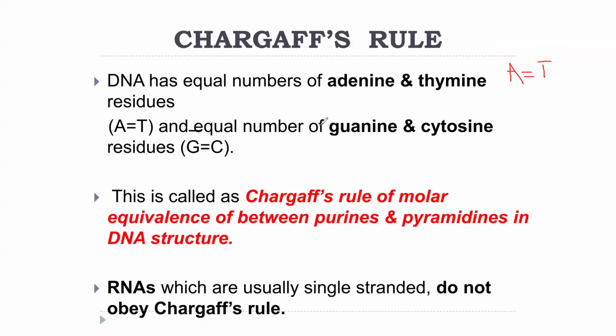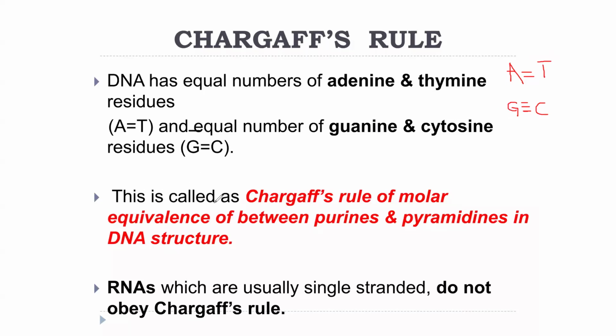There is also an equal amount of guanine and cytosine, because guanine pairs with cytosine, and this pairing is through 3 hydrogen bonds. So for adenine and thymine, there are 2 hydrogen bonds. For guanine and cytosine, there are 3 hydrogen bonds.